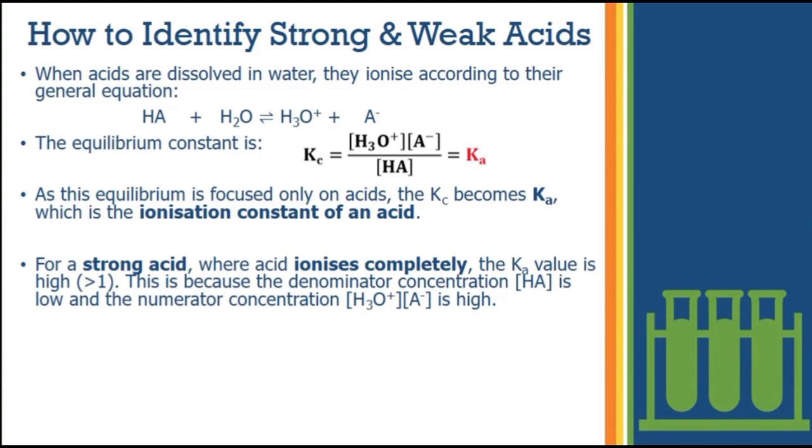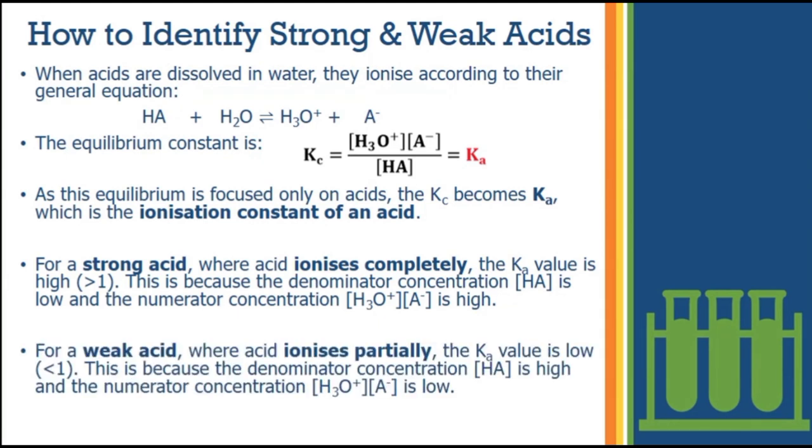For a strong acid, in other words, when the acid ionizes completely, the Ka value is very high. In other words, it's greater than 1. This is because the denominator, the concentration of HA, is low, and the numerator, the concentration of the products, is very, very high. Hence, it's much, much greater than 1.